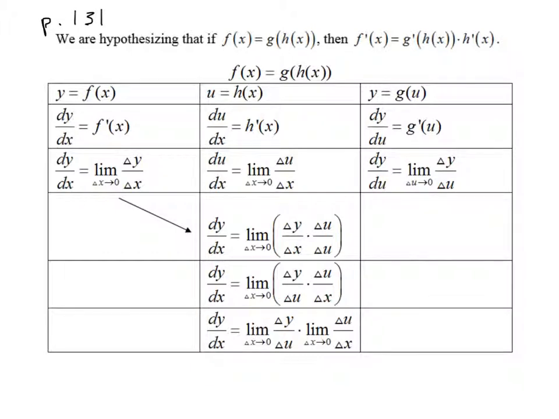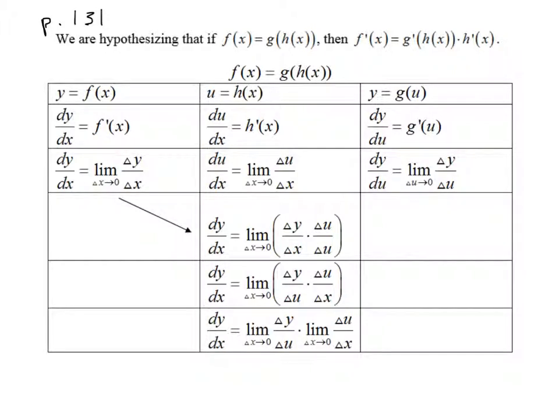Try not to take too much time, but we're hypothesizing that if f of x equals g of h of x, then f prime of x is going to equal g prime of h of x times h prime of x. All right, so we're just going to start with f of x is equal to g of h of x. And you need to understand we actually have three different functions here. So let's write them out.